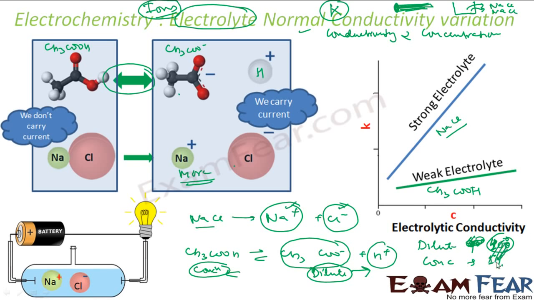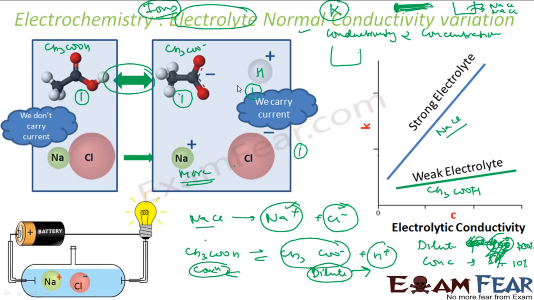So let's take one scenario. Let's give some better values here. Let's take this to be on dilute, let this be 100%, and on concentrate, let this be 10%. Correct? So if I make a dilute solution in 1 liter, I have a 1 liter jar, and in that I put 1 mole of CH3COOH. Let's suppose it is 100% dissociated. So I get 1 mole of CH3COO minus and 1 mole of H plus.